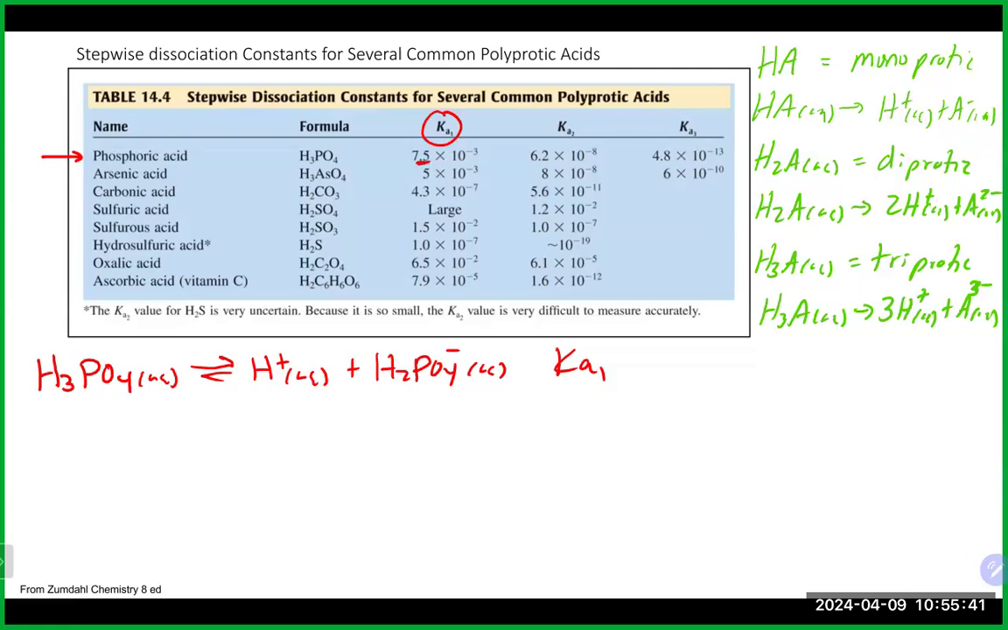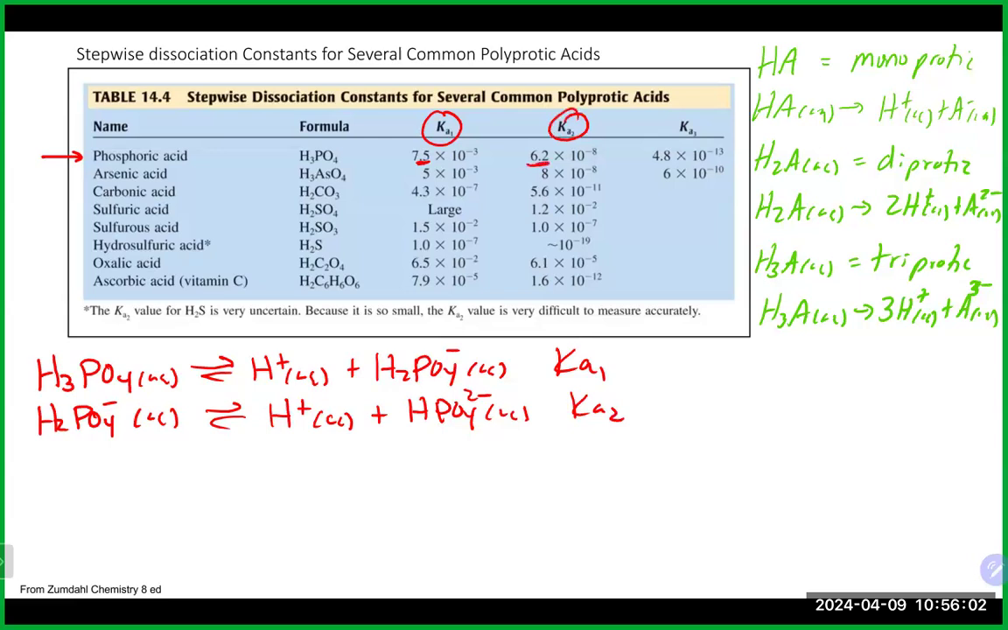The next thing that will happen is this one that's already lost one hydrogen will then lose a second hydrogen and make HPO4 2 minus. That also is an equilibrium with a Ka2 value, which we see right about there. This is 7.5 times 10 to the minus 3. That is 6.2 times 10 to the minus 8.